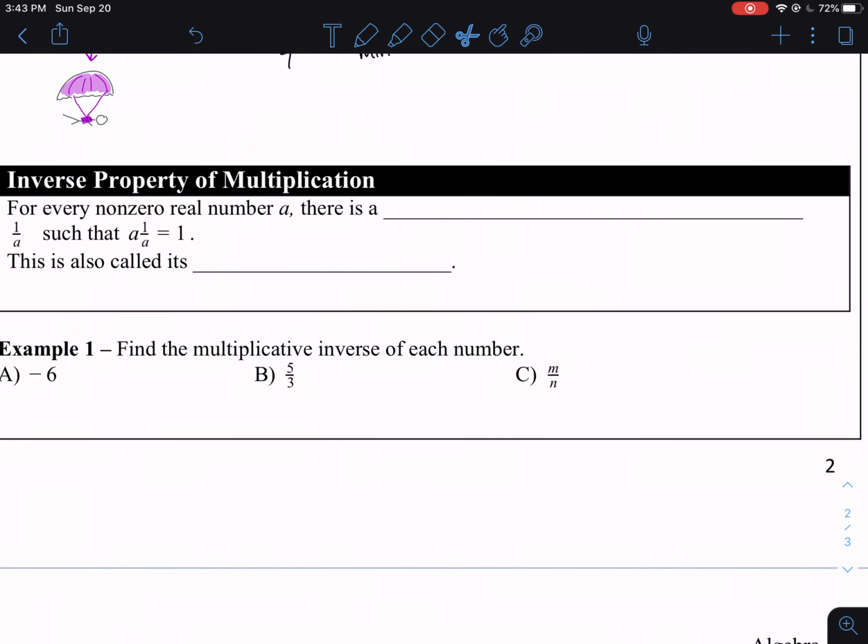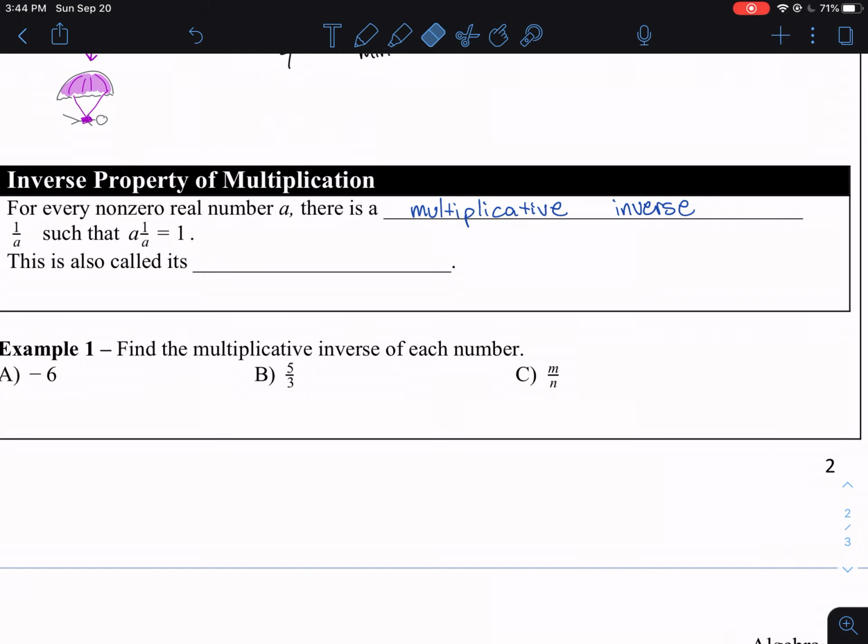Finally, the inverse property of multiplication says that for every non-zero real number, so as long as a is not 0, there is what's called a, we need a fun color for this, blue. There is a multiplicative, so look at this word multiplication and copy it. Multiplication, but instead of multiplication, because this is not a noun, you do multiplicative, because it's an adjective. A multiplicative inverse.